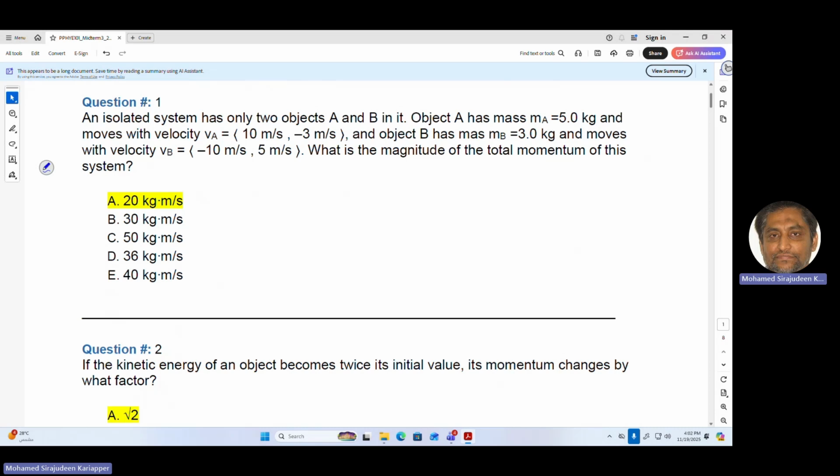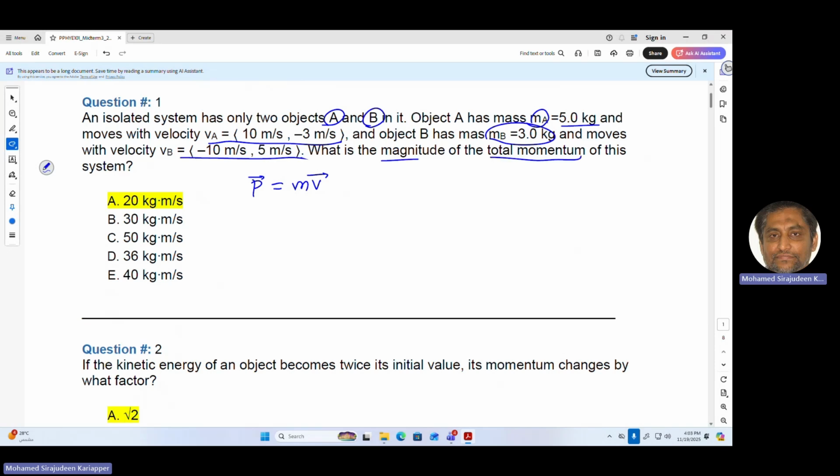Well, we all know, right? Momentum is mass multiplied by velocity. But here we have two objects, A and B. Mass of A is this much and its velocity is this. So not only in the x-axis or y-axis, it's some general direction. It has both x and y components. And B has this much mass and its velocity is this. The question is, what is the total momentum?